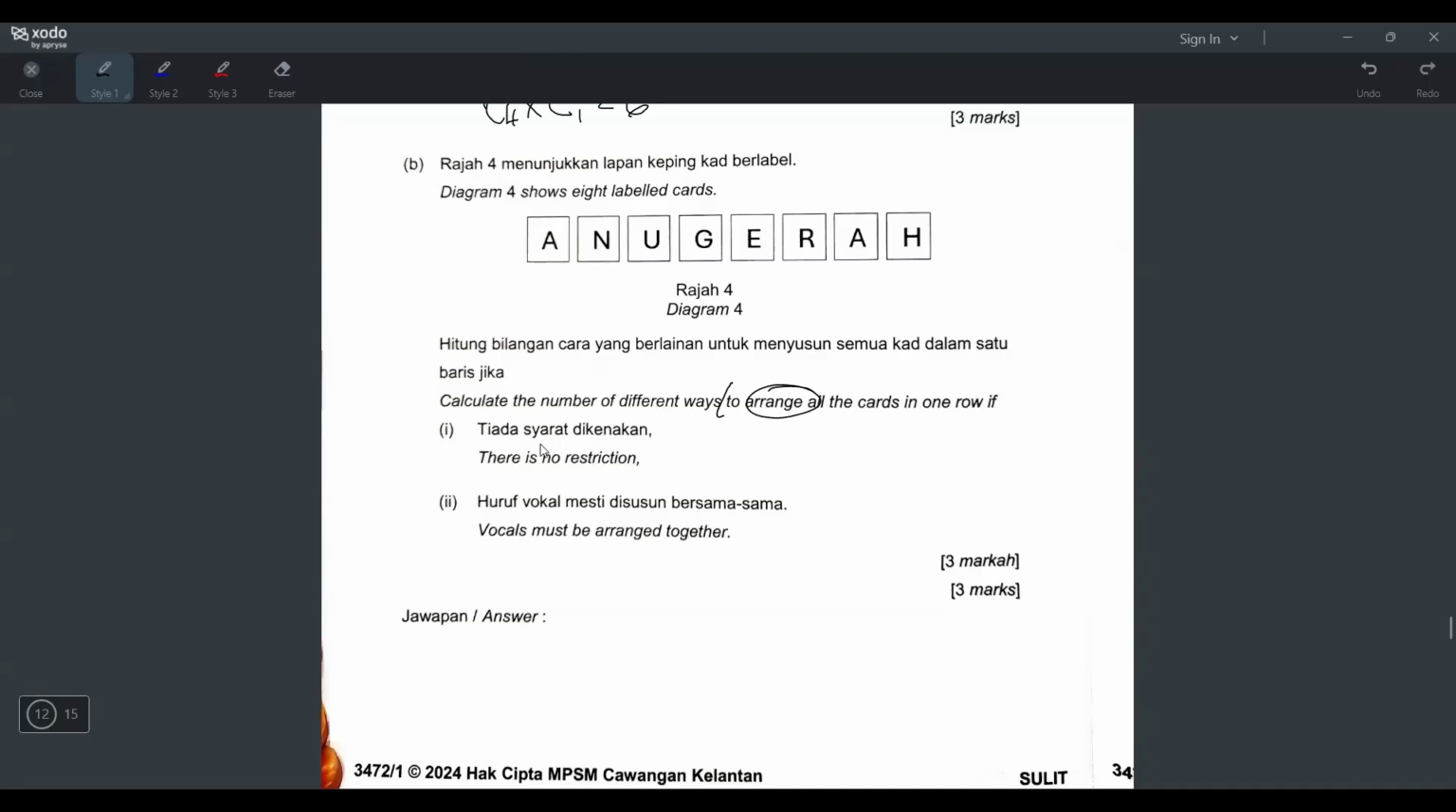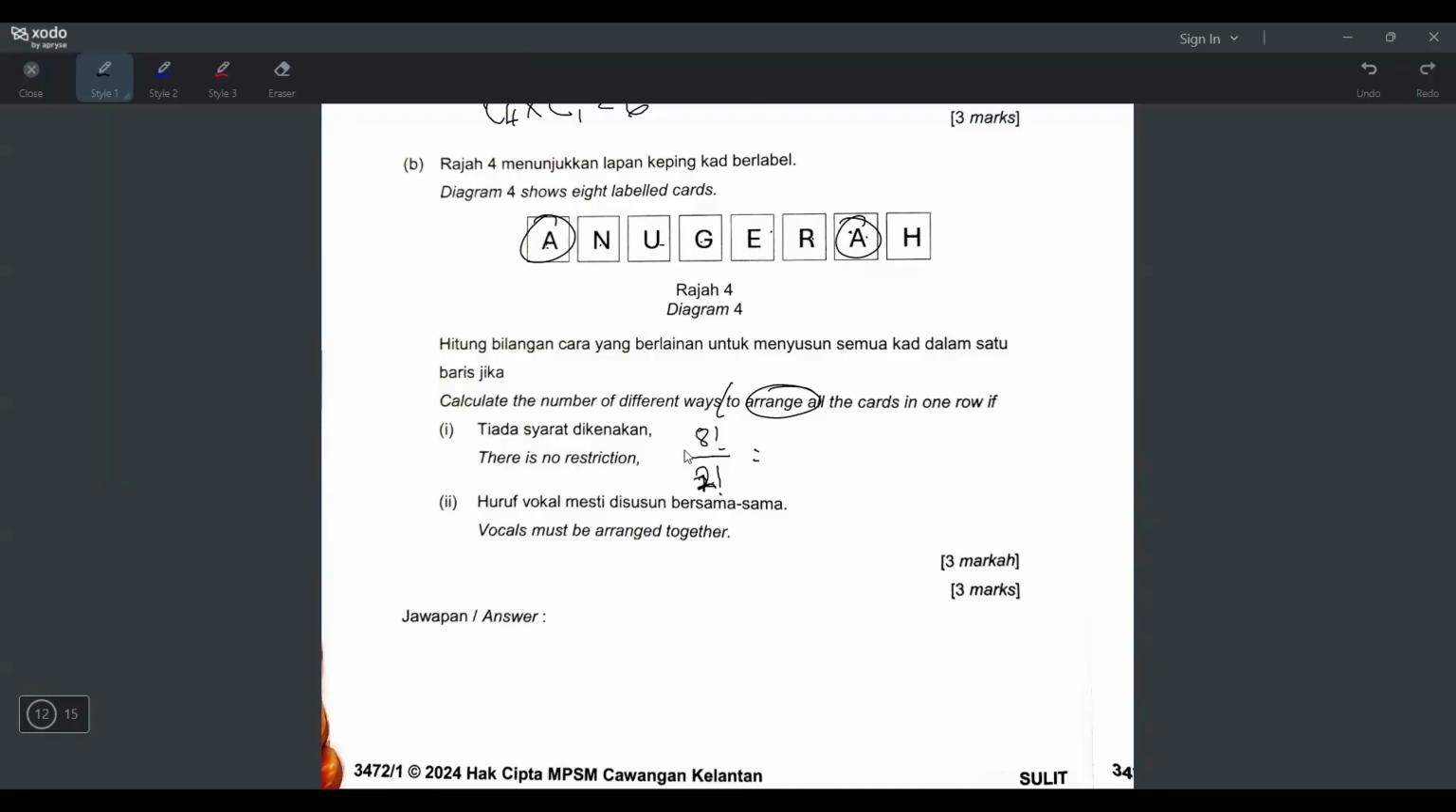So arrange in one row if there is no restriction. So 1, 2, 3, 4, 5, 6, 7, 8. If you want to arrange all 8, it will be 8 factorial. But there is identical A and A. So you have to divide by 2 factorial. Okay, this is the only identical letter. N has no repeat, U no repeat, G none, E no repeat, R no repeat, H, only A repeats. So the formula is 8 factorial divided by 2 factorial. This is how you do it when you have repetition, when you have identical objects.